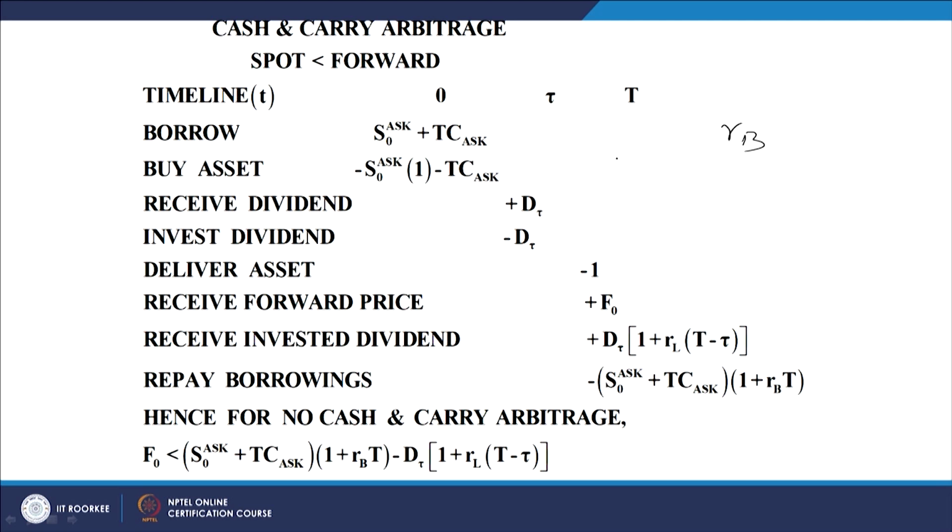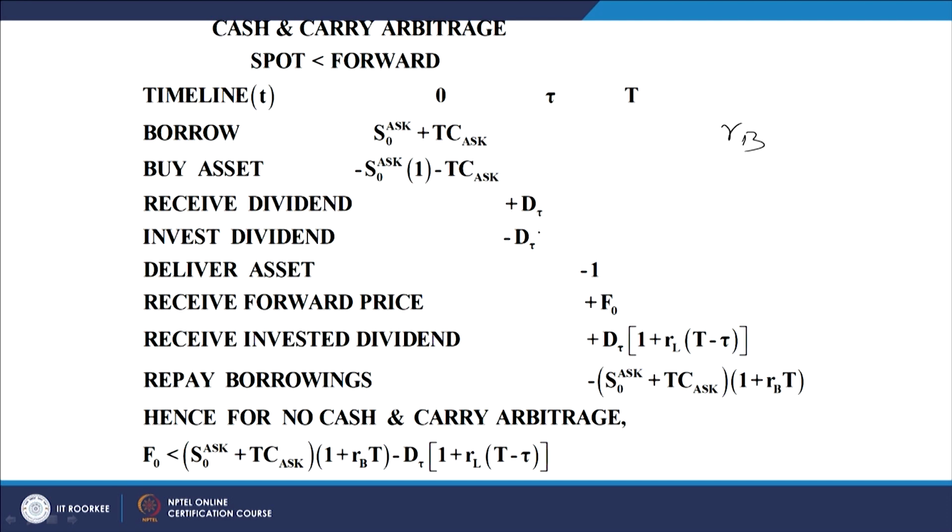So, you buy that asset, you have to pay, this is your outflow. You borrowed the amount, it was an inflow, and you bought the asset, this was an outflow. Now, you have 1 unit of the asset with you, you have no cash with you. At time t equal to tau, you receive a certain amount of dividend and you invest that amount of dividend. So, at this point t equal to tau, the net cash flow is 0.